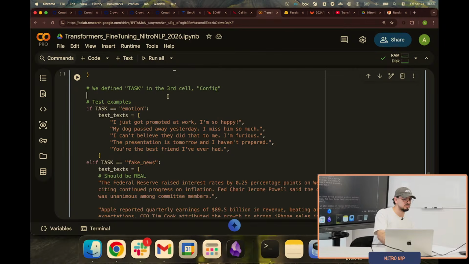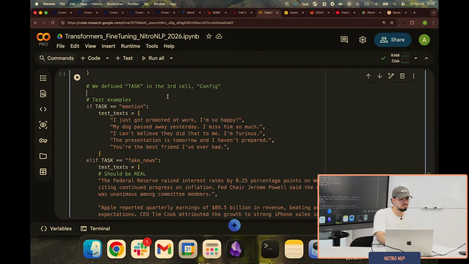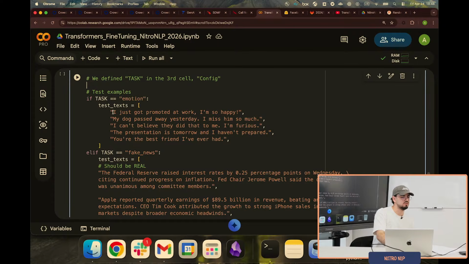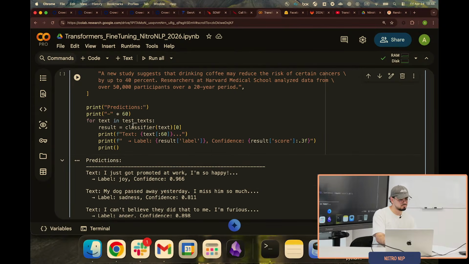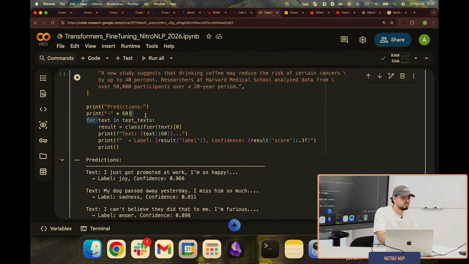Then you take your text examples. So if your task is emotion, I put in some placeholders there, like I just got promoted at work, I'm so happy, my dog passed away yesterday, I miss him so much. These are basically the strings that I want to predict on. And for each text in texts, the result would be classifier of text, index 0. And that would be the label.